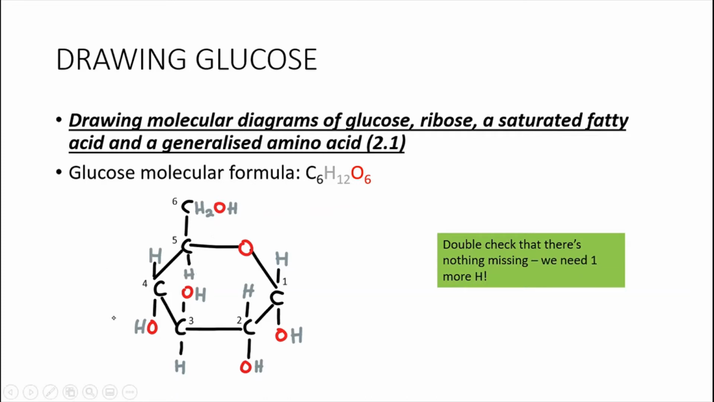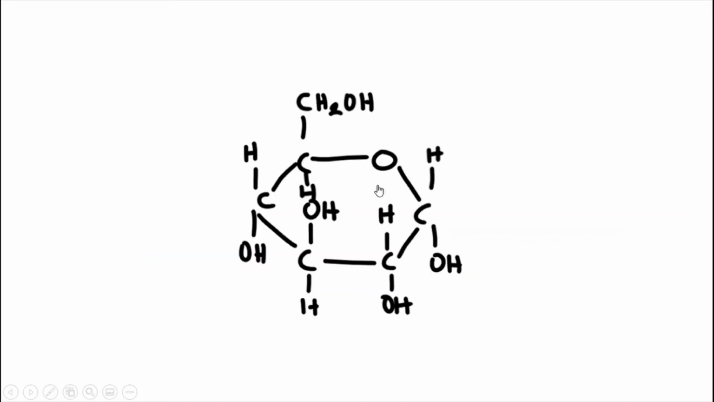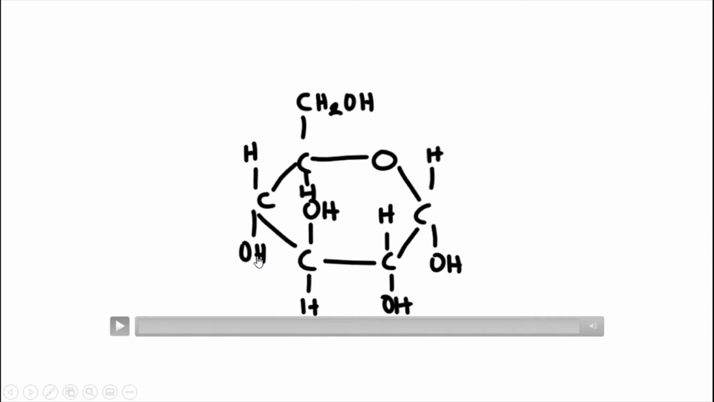So this completes our glucose molecule, and we can double check to make sure that we have 6 carbons, 12 hydrogens, and 6 oxygens. Here is a video drawing a glucose molecule. Try and see if you can follow along at home.